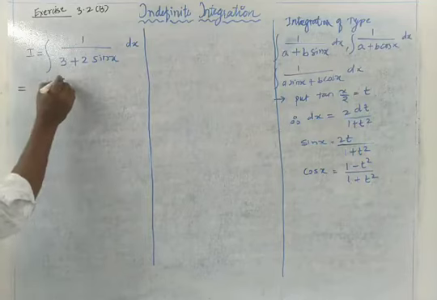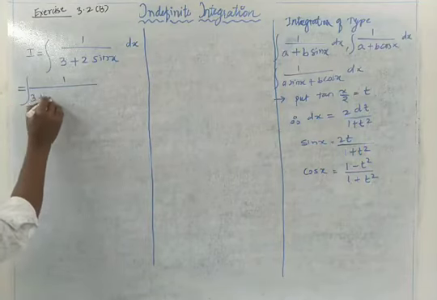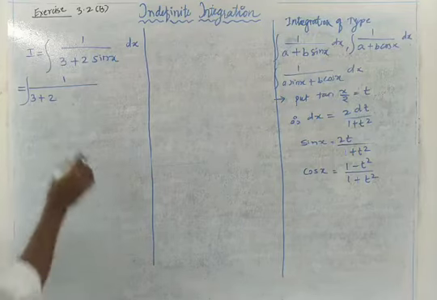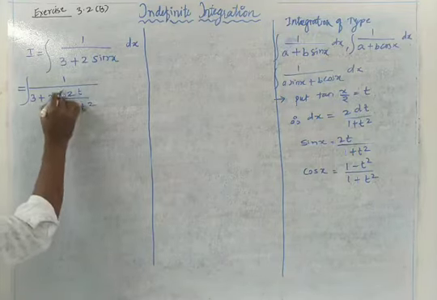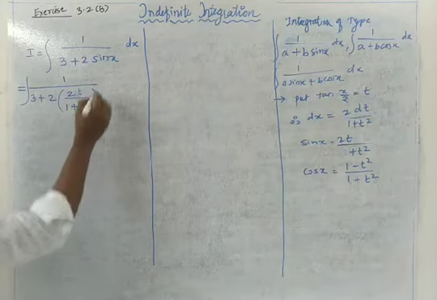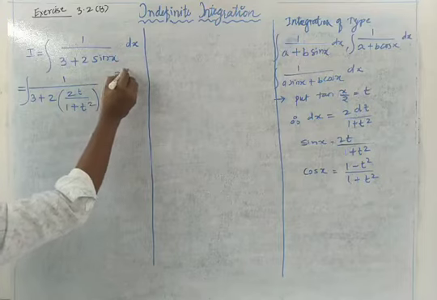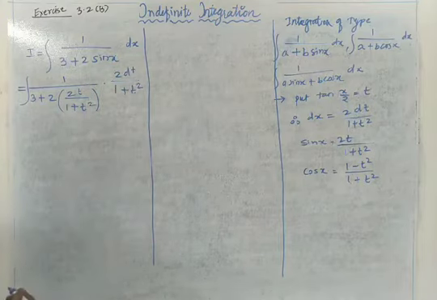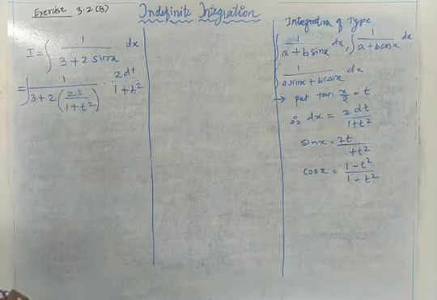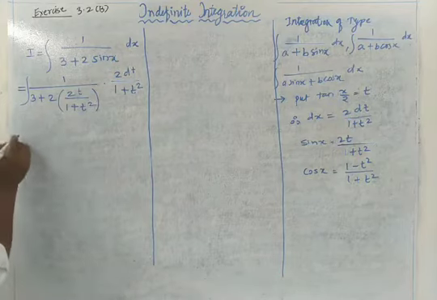So here, 1 upon 3 plus 2. What is the value of sin x? 2t upon 1 plus t square, into the value of dx, 2 dt upon 1 plus t square. Okay, is that clear? Now we are going to start with simplification.